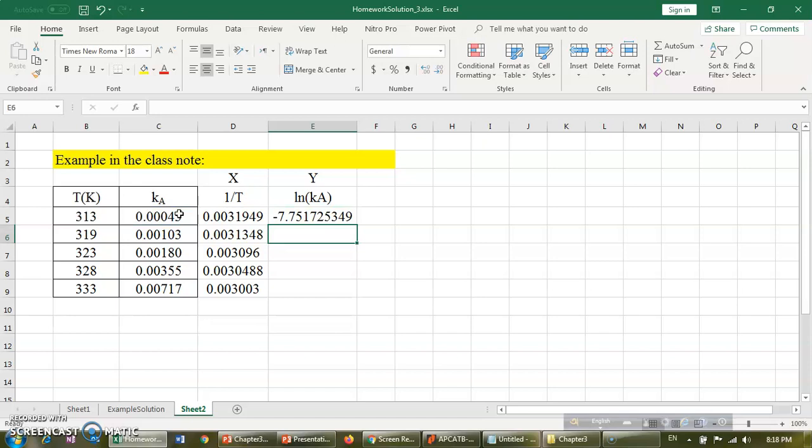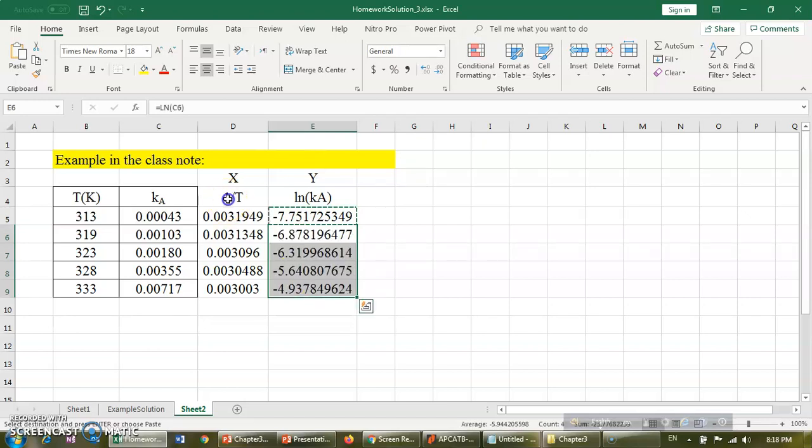So you'll get a minus. Definitely it is less than 1, so it is a negative value of the ln. Then again you can just copy the formula and paste it in the other boxes. So now we have our table ready for plotting the Arrhenius equation, with ln Ka as the y-axis versus the x-axis, that is 1 upon T.